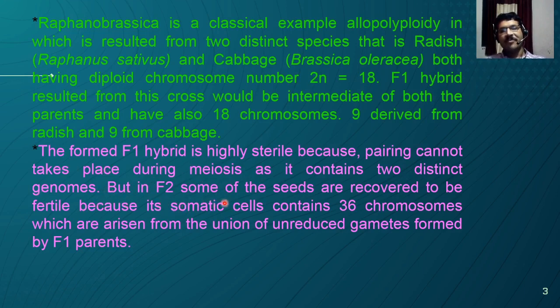But in F2 some of the seeds are fertile because the somatic cells contain 36 chromosomes, which have arisen from the union of unreduced gametes formed by F1 parents. So if these sterile F1 hybrids give rise to the F2 generation, some of the offspring in F2 become fertile.